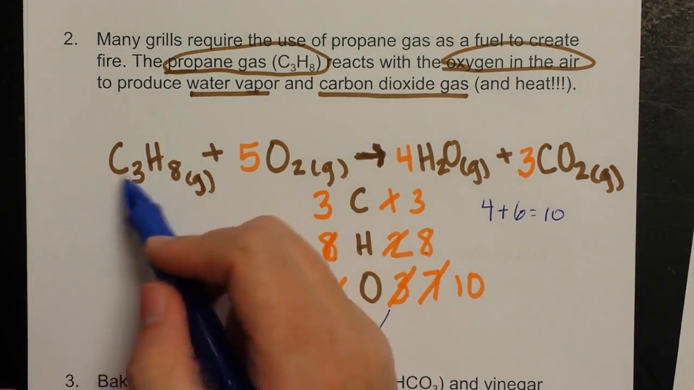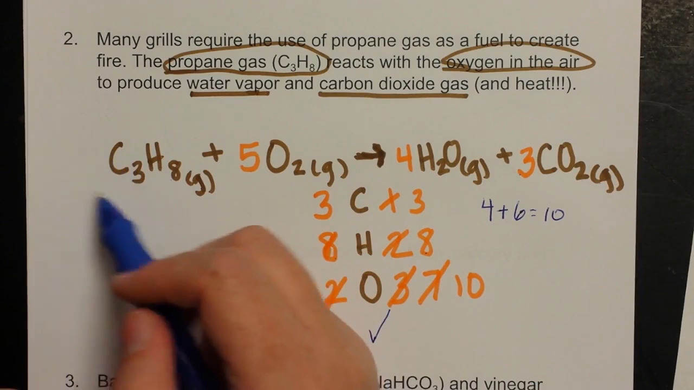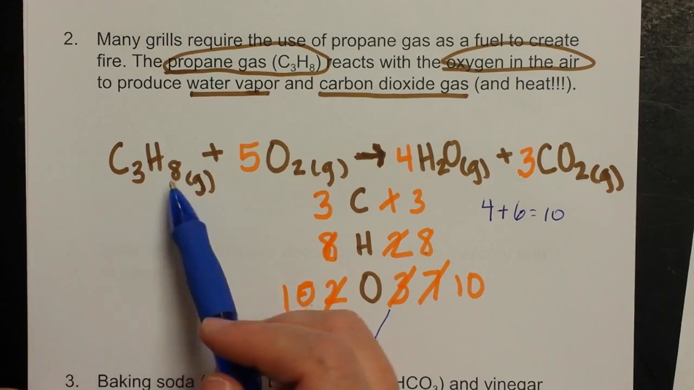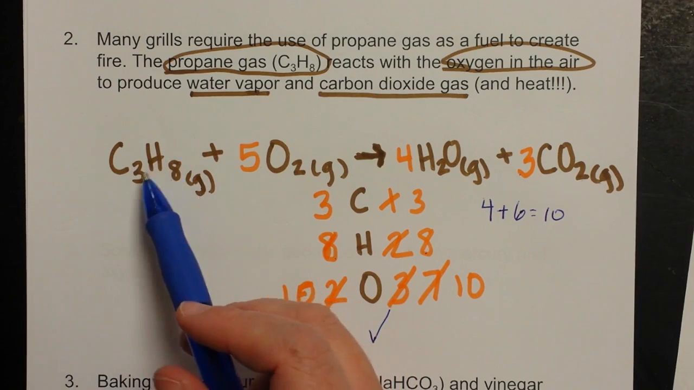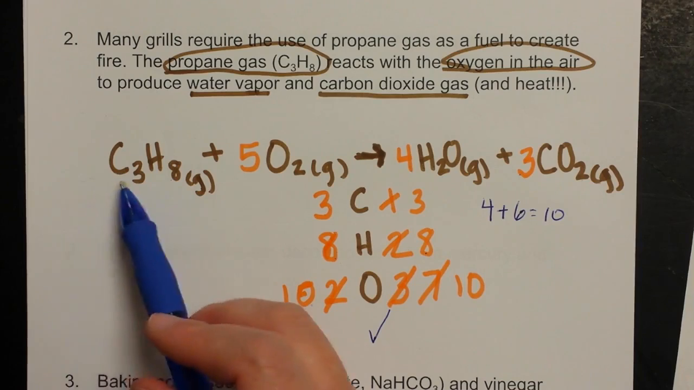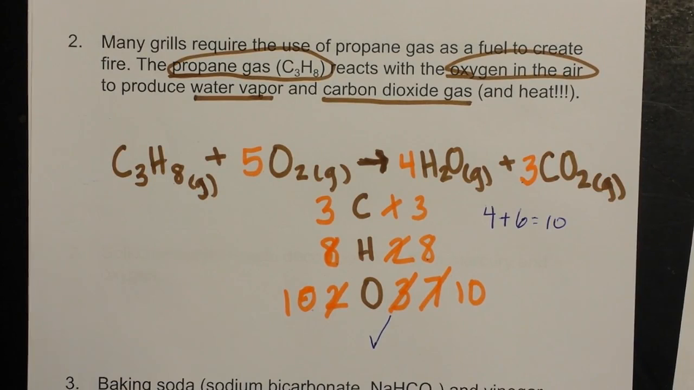A good giveaway too is that if you know everything's balanced and you have a coefficient of 1 in front of at least one of your substances, elements or compounds, then it should already be in the lowest whole number ratio. So that's good.